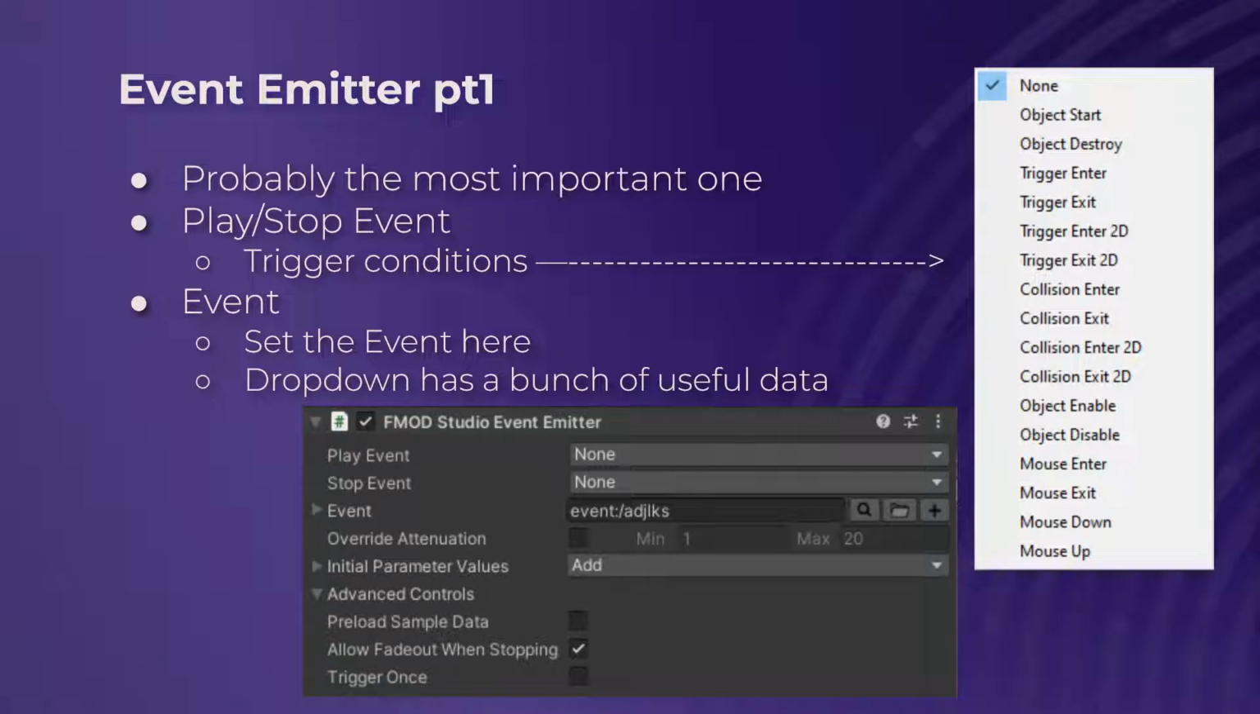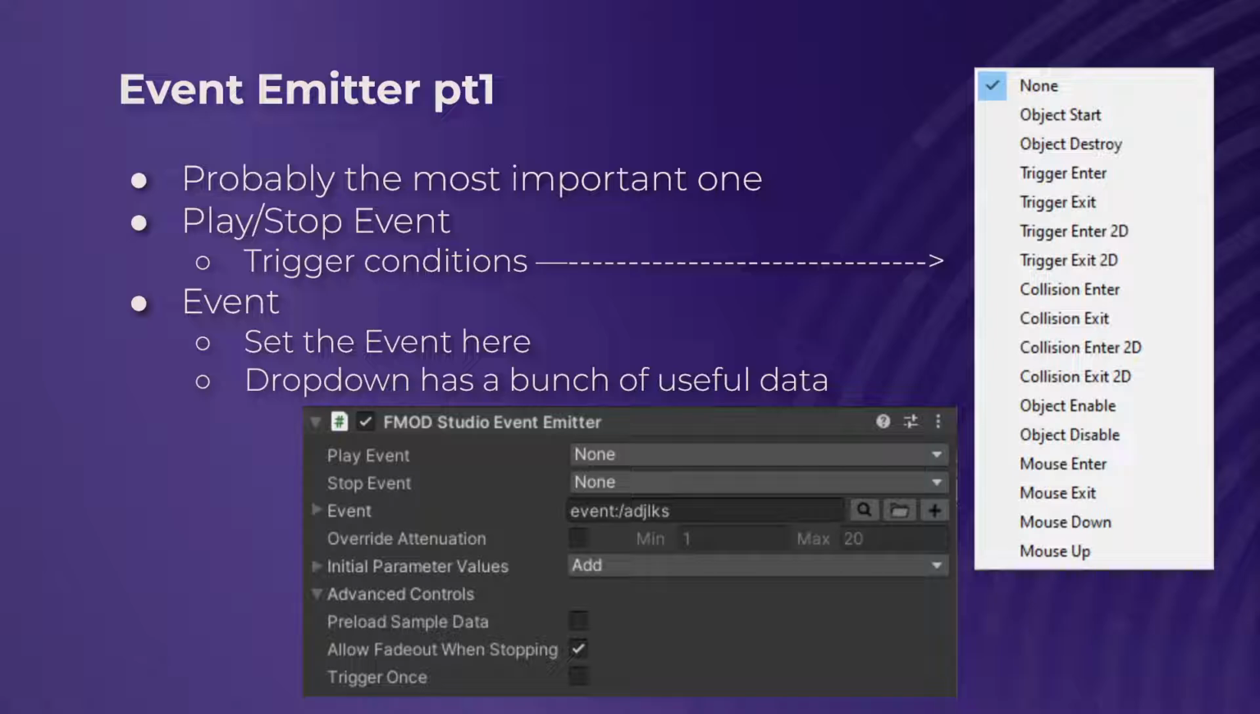Collision enter, similar, but it's when the is trigger is not toggled on. So you just walk into an object, it makes that sound. Or like if a bullet hits a wall, that would be something in this case. But yeah, there's a lot of use cases for that. Object enable and disable are both pretty self-explanatory. Mouse enter and exit are the same as the trigger ones, except for your mouse. And mouse up and down are also pretty self-explanatory.